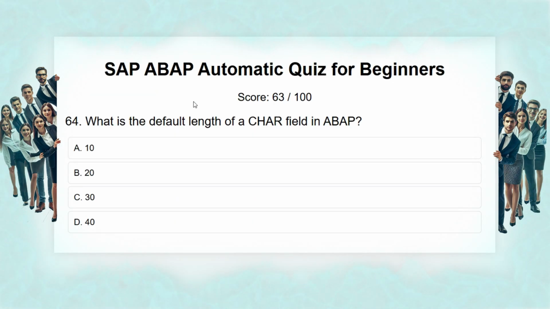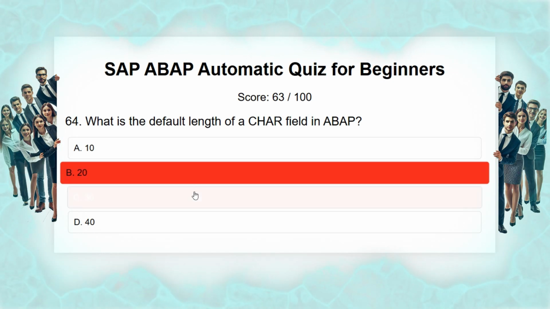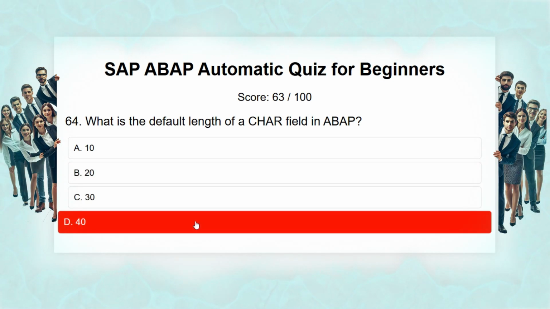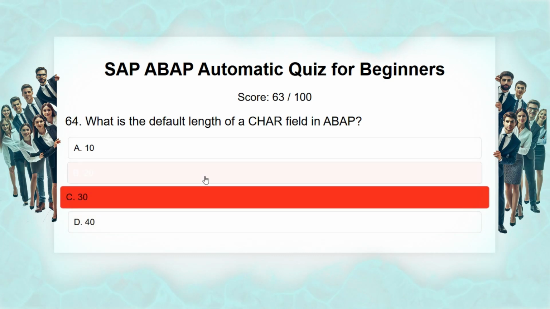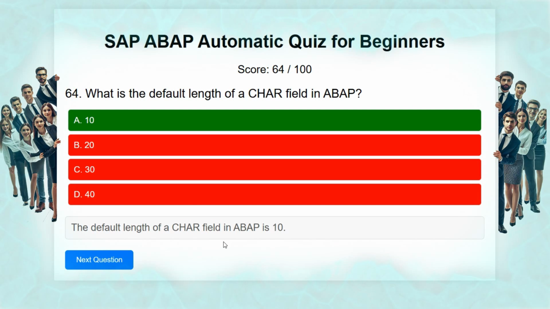64. What is the default length of a char field in ABAP? A. 10. B. 20. C. 30. D. 40. Correct answer. The default length of a char field in ABAP is 10.